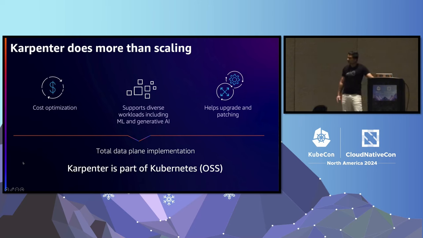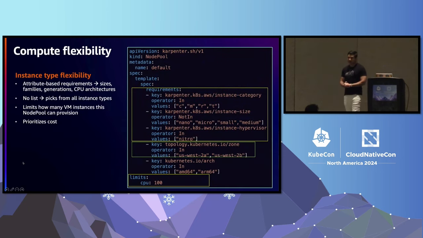Karpenter is made with love at AWS, and we donated it to CNCF, so it's part of the Kubernetes open ecosystem. Okay, so Prasida talked about how you can control the behavior of Karpenter using two YAML files, and that's one of the reasons Karpenter is Kubernetes native, because all of you know YAML.